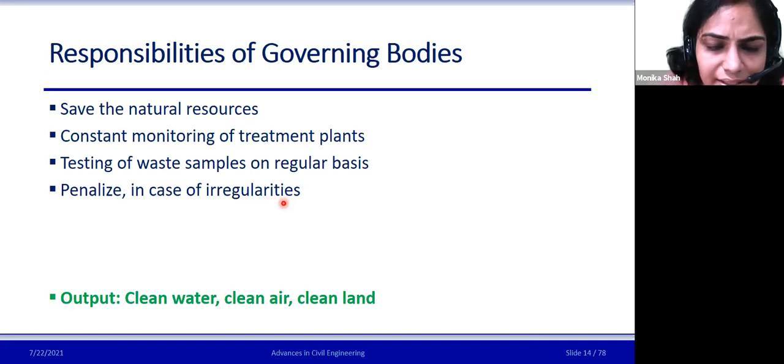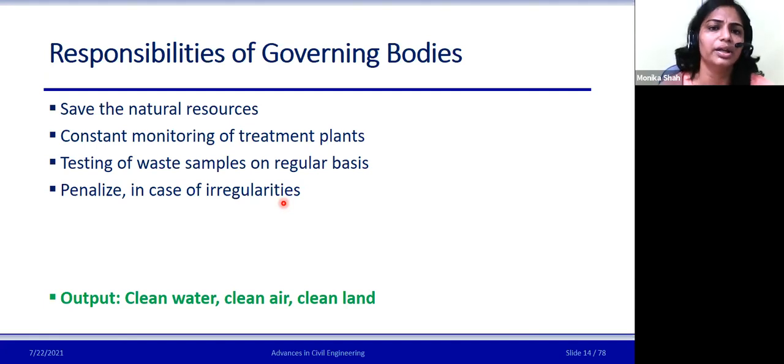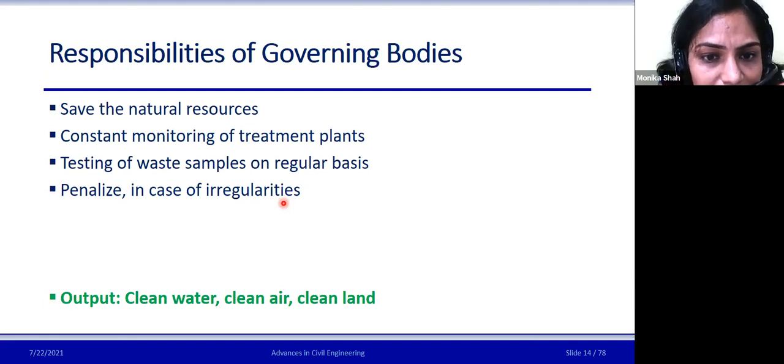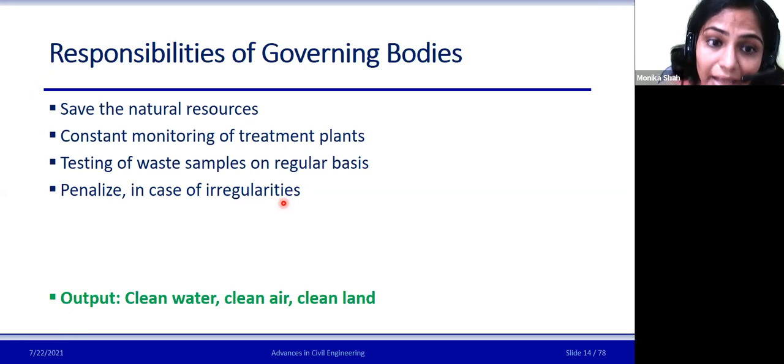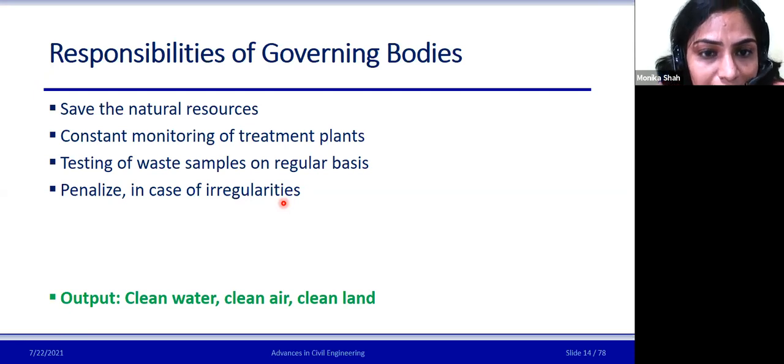Suppose I'm talking about Vadodara city. Vadodara is surrounded by so many industries, right? On one side it's the GIDC. On this particular side we have Nandesari GIDC, IPCL, IOCL refineries, GSFC. There are so many industries out there. In this direction we have Gorwa GIDC. So we are surrounded by all these industries, and these governing bodies check and monitor whether treatment is going on in these industrial plants.